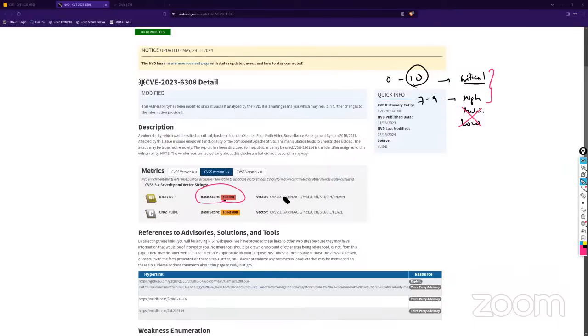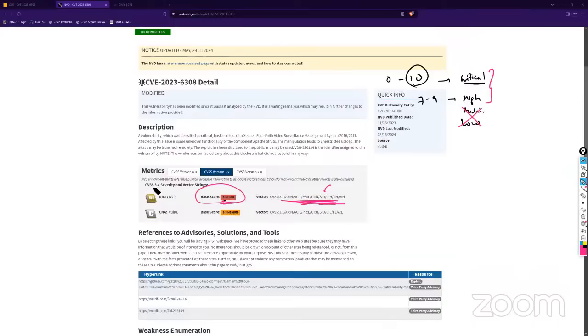So how do they reach a score? It's because of these vectors that we have. I won't talk about these now. Later on, I might show you a couple of vulnerabilities just to show you why this one got a high and some other vulnerability might have got a low score. But we'll talk about this later on.